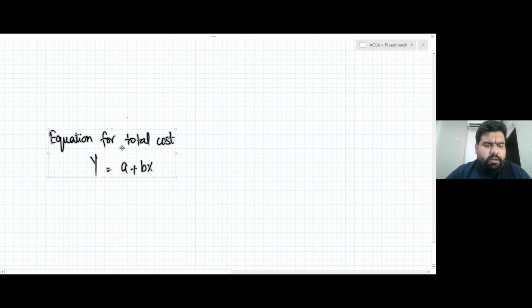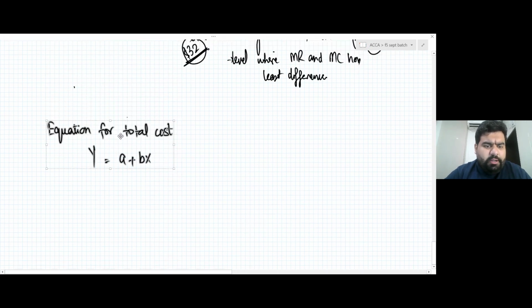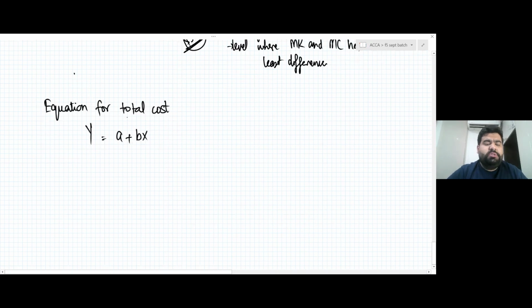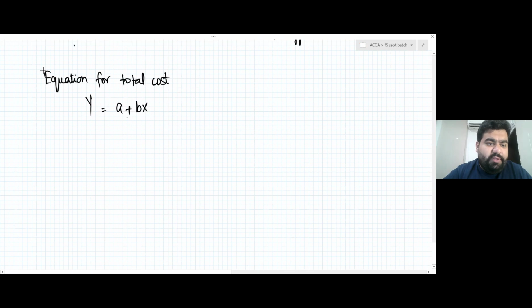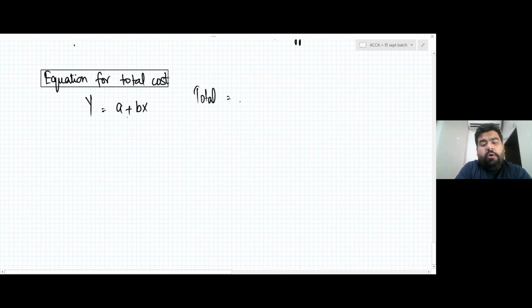Now this is a simple topic after the demand based approach. This is just a general topic, the equation. What is the equation for total cost? This topic is available in your book. Equation for total cost, simple. We know that total cost is divided into variable and fixed. Total cost is equal to fixed cost plus variable cost.